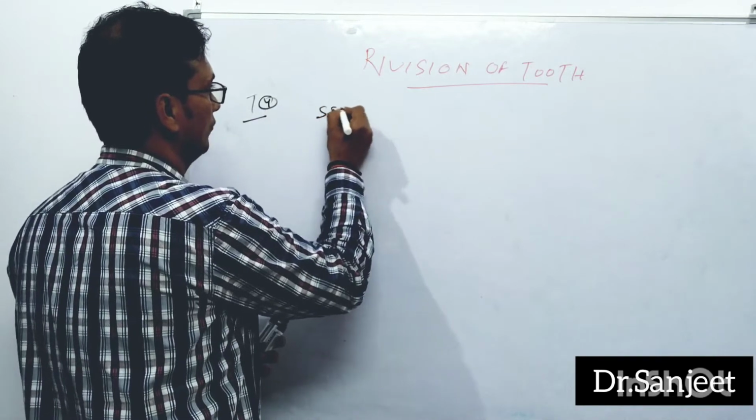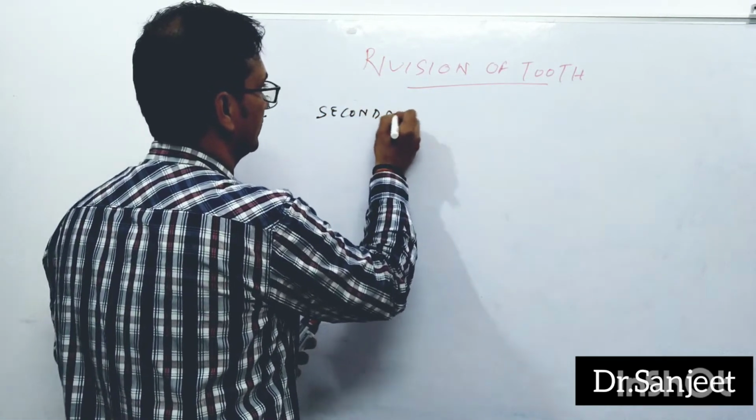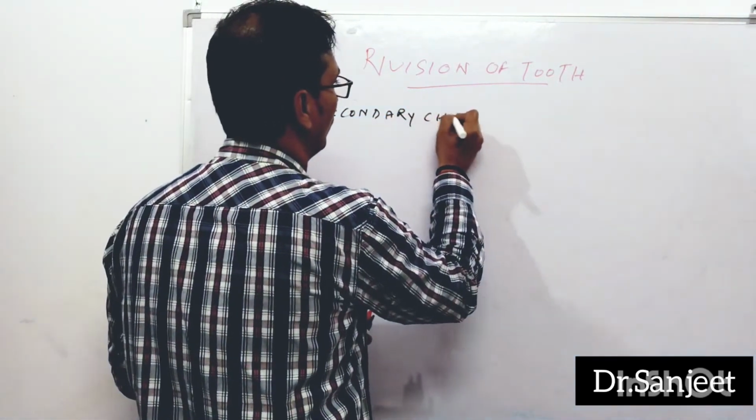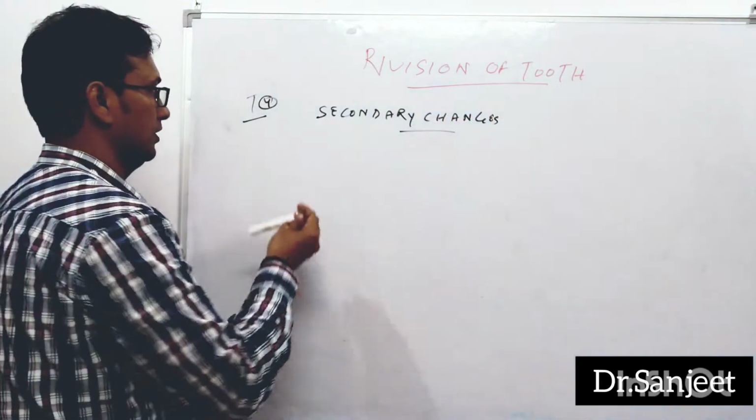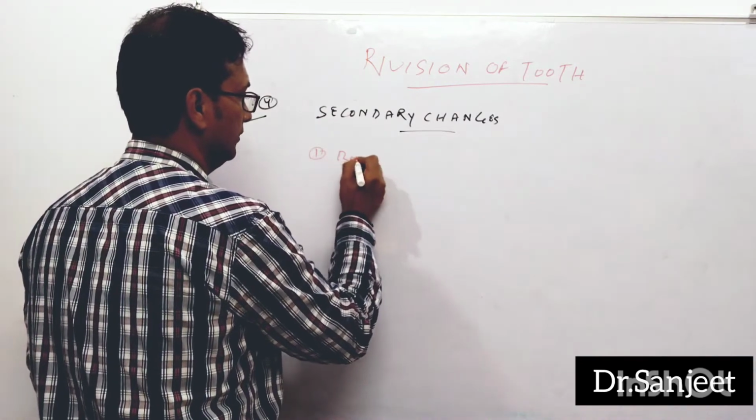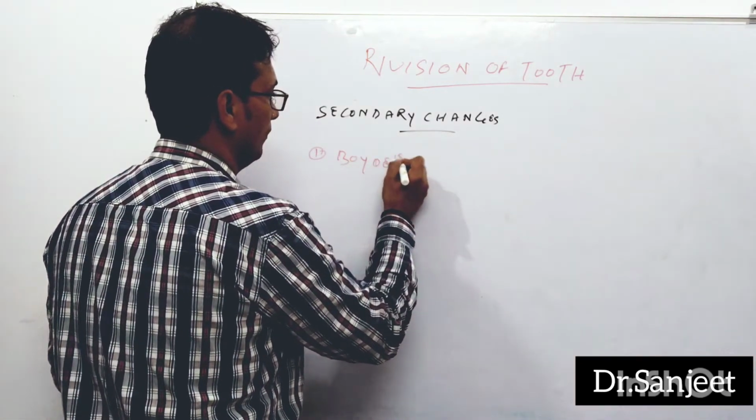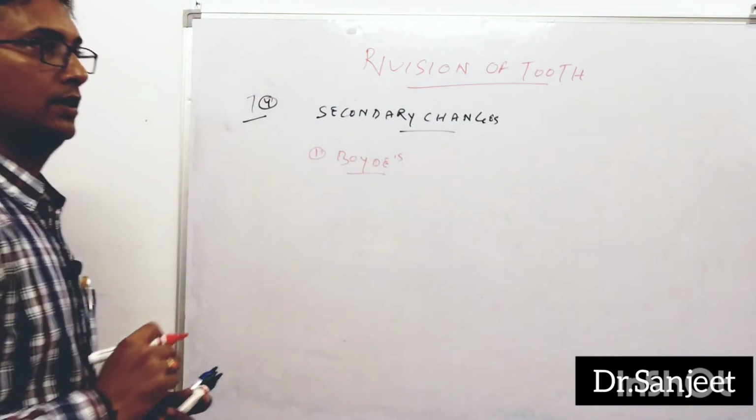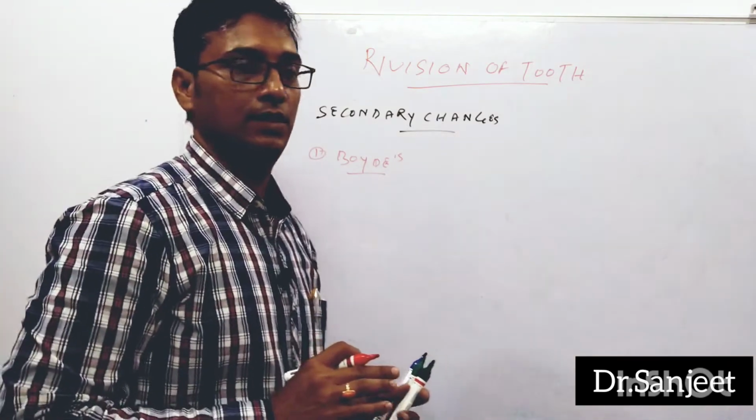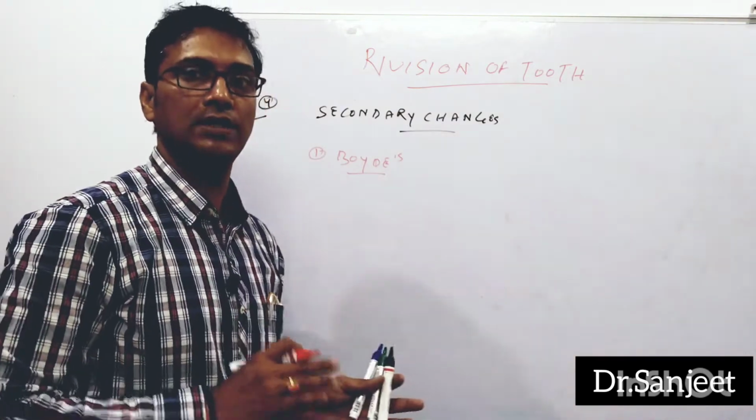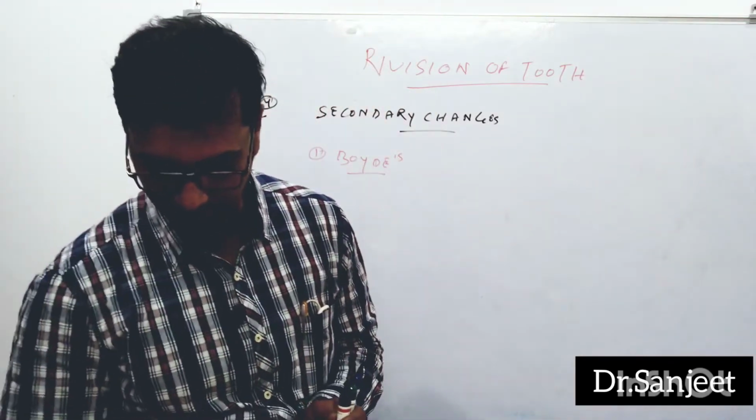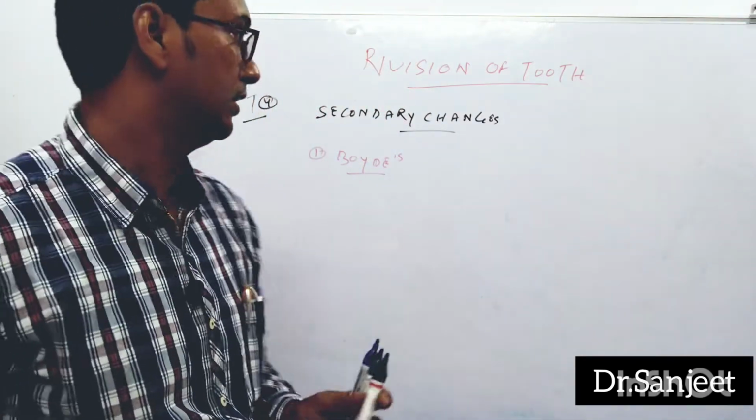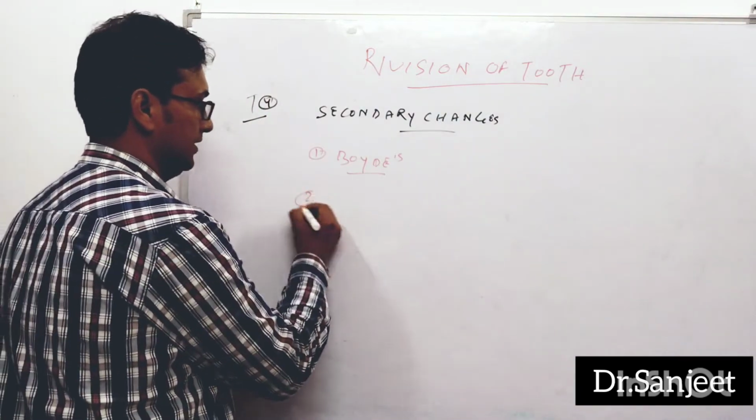Secondary changes. First method, Boyd criteria for neonate only. It is based on the incremental lines, and the rate of incremental line formation is 1 line per day, and the incremental lines are seen after second or third day of birth. Then Stack's criteria.